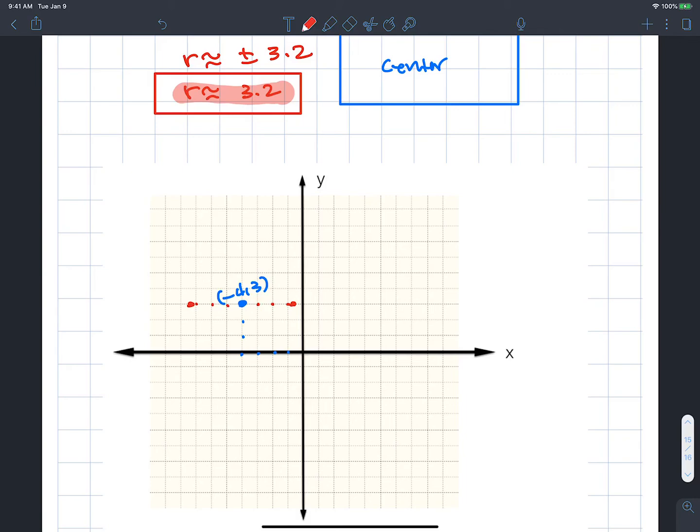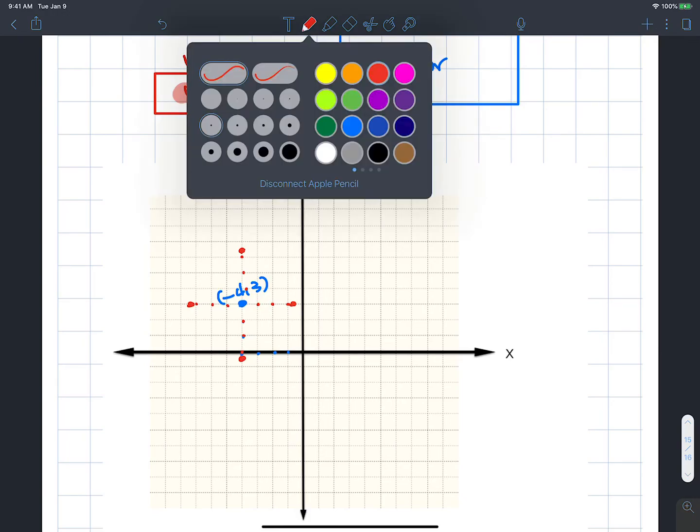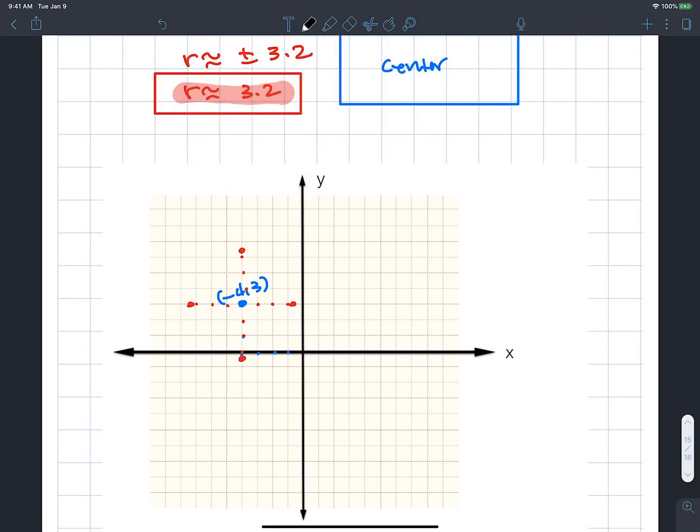Go up. 1, 2, 3, and just a little bit more. Go down. 1, 2, 3, just a little bit more. So I won't do that anymore. All right, let's draw our circle.